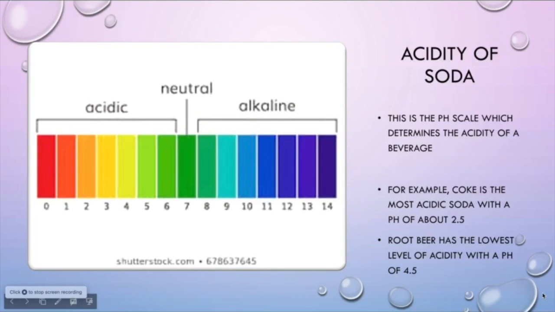This is the pH scale, which determines the acidity of a beverage. As you can see, a pH of 0 to 6 is acidic, whereas 7 is neutral. So the closer a beverage's pH is to 7, the less acidic it is. For example, Coke is the most acidic soda with a pH of about 2.5, while root beer has the lowest level of acidity with a pH of 4.5.